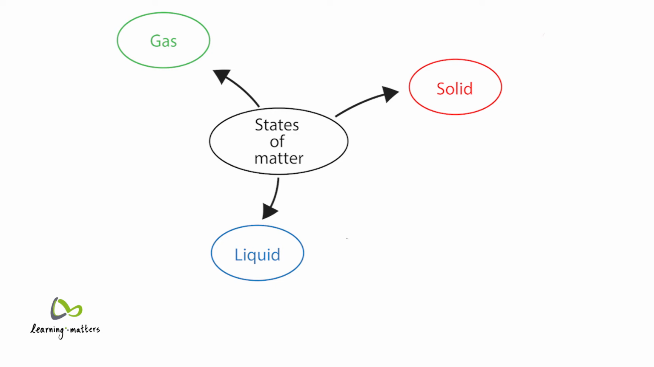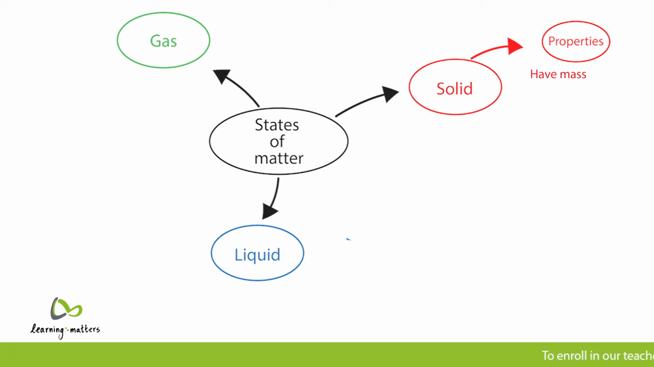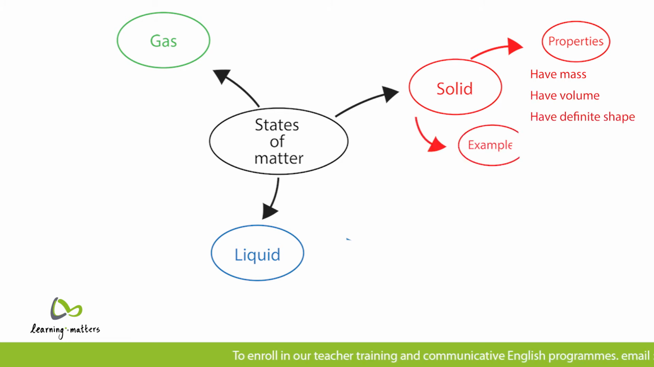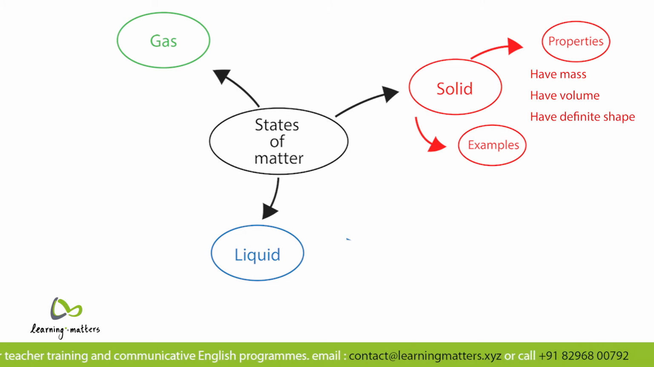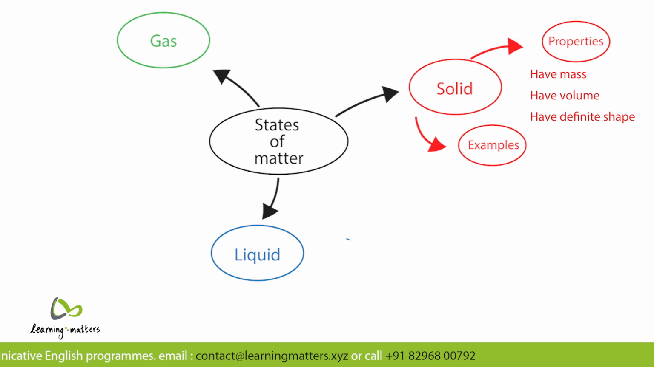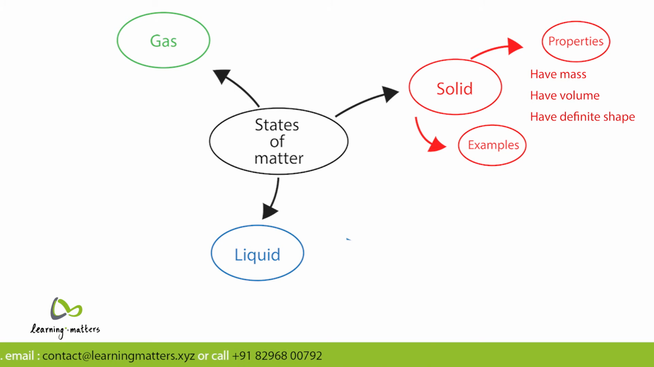Each of the concepts in the second layer of information will now be developed further by drawing more branches. Let's start with solids. Solids have properties. So here I have a branch coming out from solids. What are the properties of solids? They have mass, they have volume, and they have a definite shape. I'm going to create another branch in solids that now will list some examples. So this bubble is going to say examples. I'm going to list some examples down.